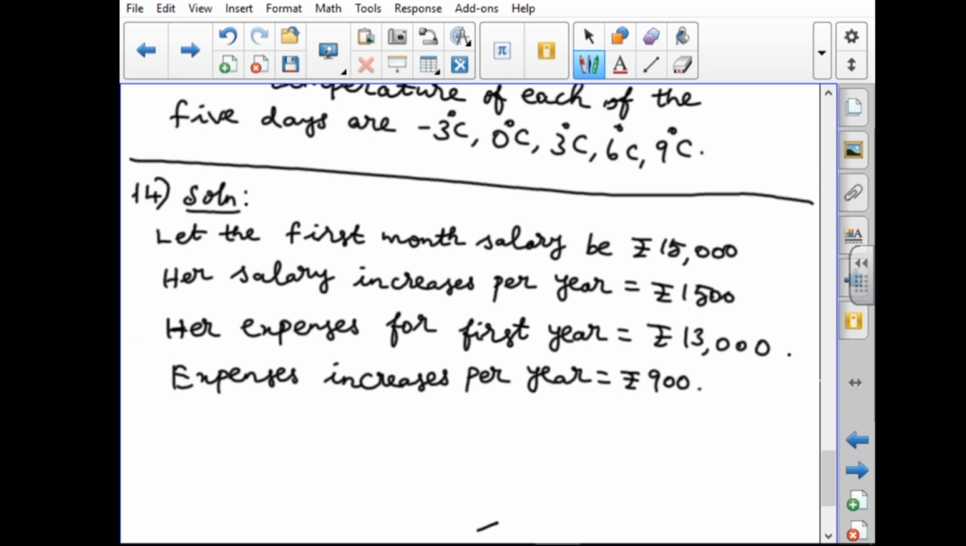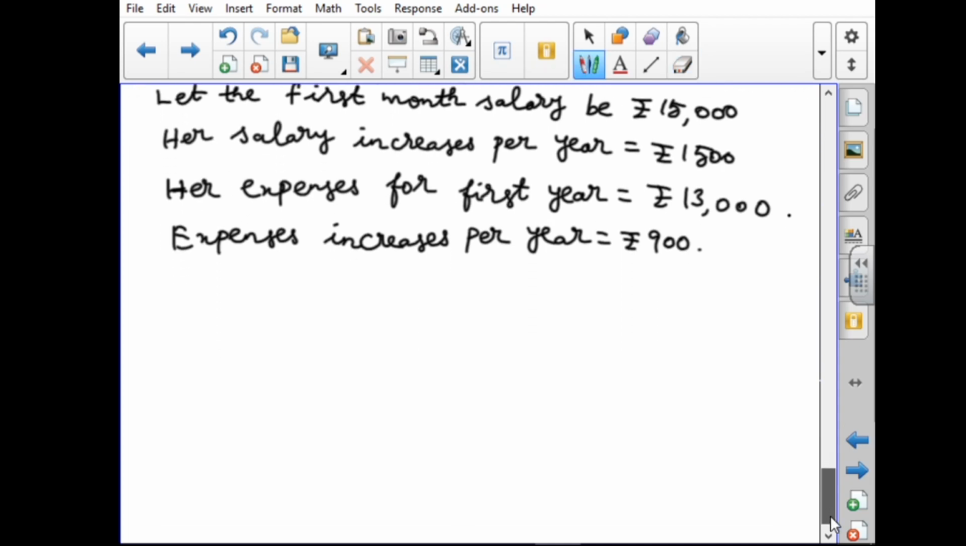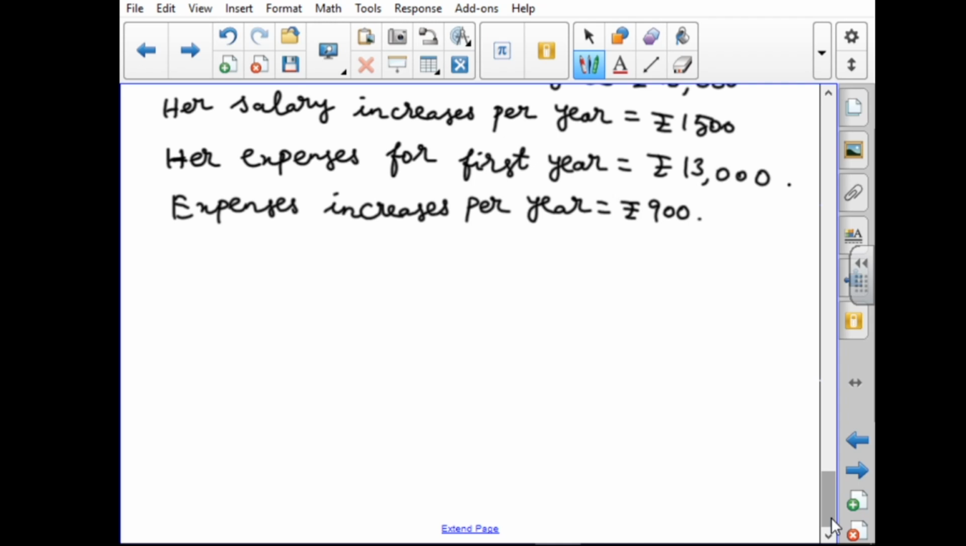The salary is rupees 15,000. The increment is rupees 1,500. The expenses is rupees 13,000. The expenses increase per year by rupees 900. So we have to write like this. Here we have to write salary. Next one, expenses. Next one, savings.